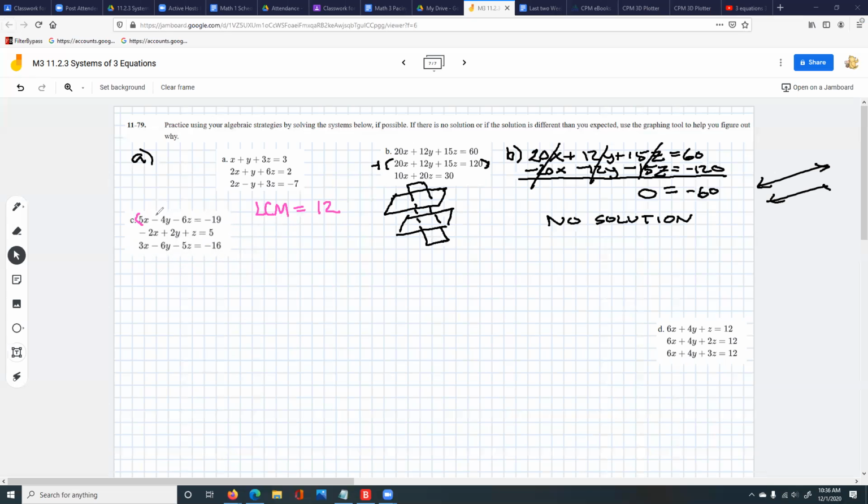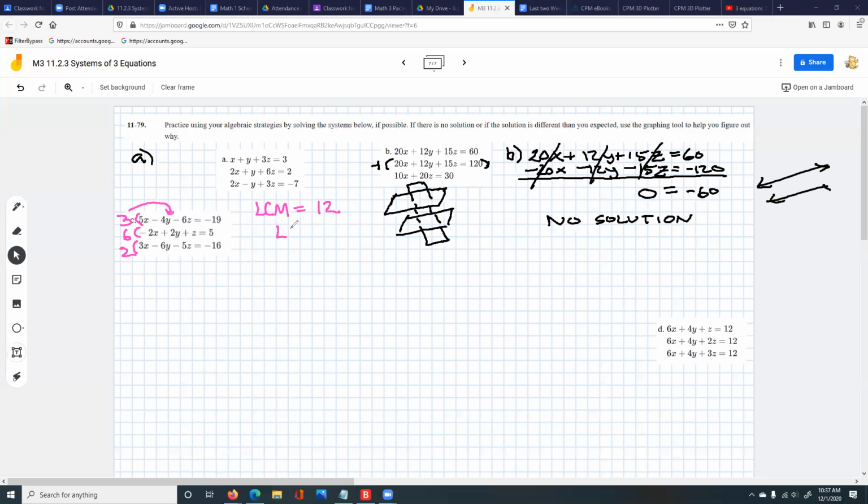So I'd have to multiply this by 3 to get that to be 12. I'd have to multiply this by 6 to get that to be 12. And I'd have to multiply this by 2 to get that to be a negative 12. You want some of them to be negative and some positive, and that's okay because we want them to cancel. So we could do it that way, and we probably are going to, because look at the z's.